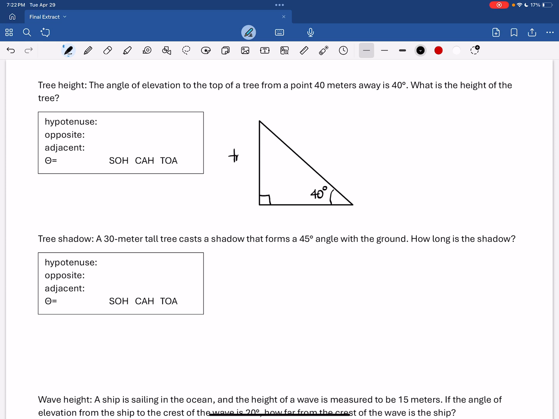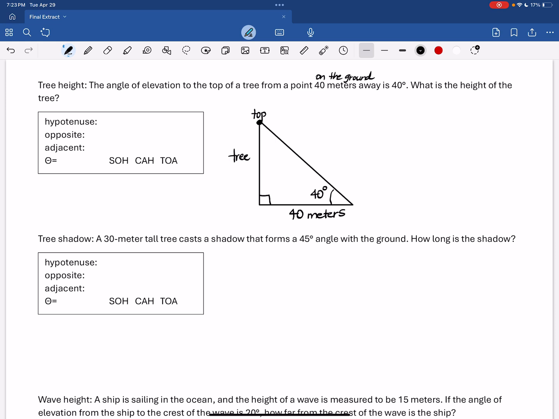This is a tree. This is the top of a tree. And 40 meters away. This is a little confusing. Are we calling that hypotenuse? Let's say that 40 meters is on the ground. Let's clarify this one because that could be a little misleading. But let's put it right down here. I think that's what they meant to say.